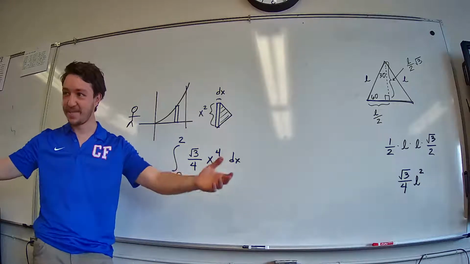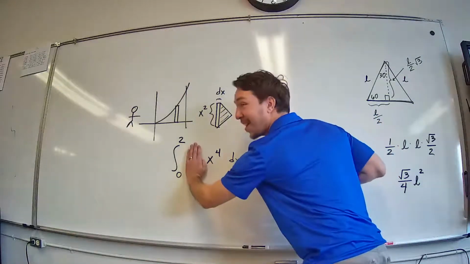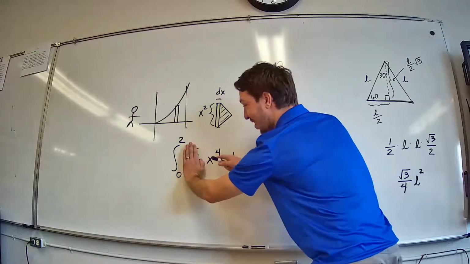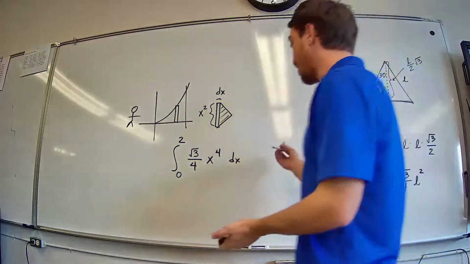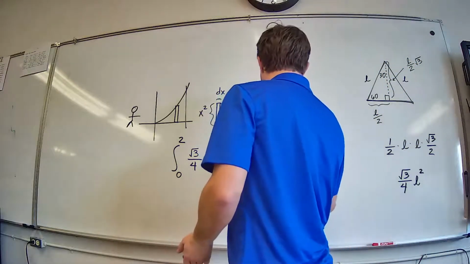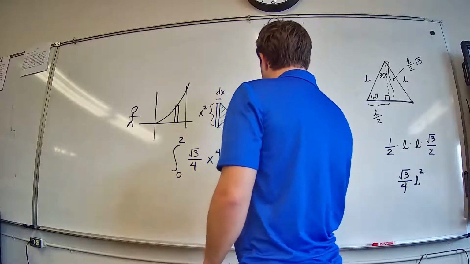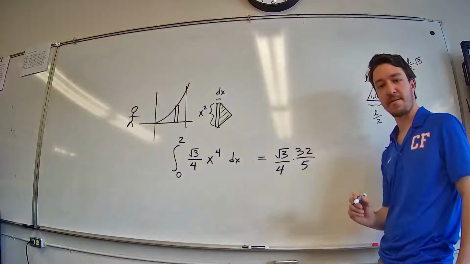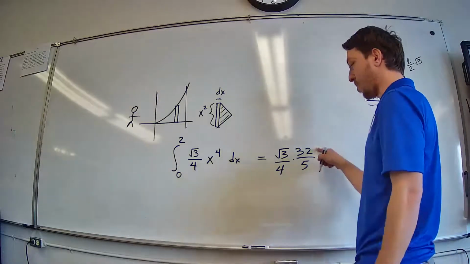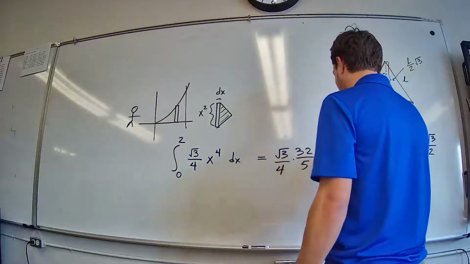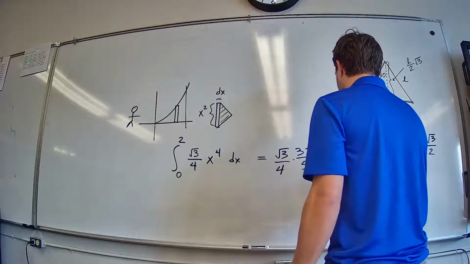Because we've done this a lot of times, right? We've done the integral of x to the 4th, it's 32 fifths. So the answer to this one is just 32/5 multiplied by this factor. Do we understand that? So 4 goes into 32 8 times. So the answer to this is an interesting number: 8√3/5.